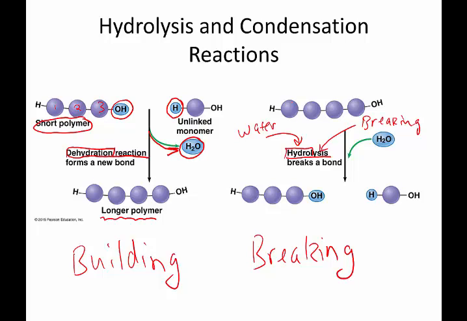So here we have 4 purple circles linked together: 1, 2, 3, 4. Water, instead of leaving the reaction this time, actually comes in and helps the reaction proceed. So water comes in, and that breaks apart these purple circles. We started with 4 purple circles linked together, and now we've broken off one of those purple circles. So now our polymer is only 3 monomers long.